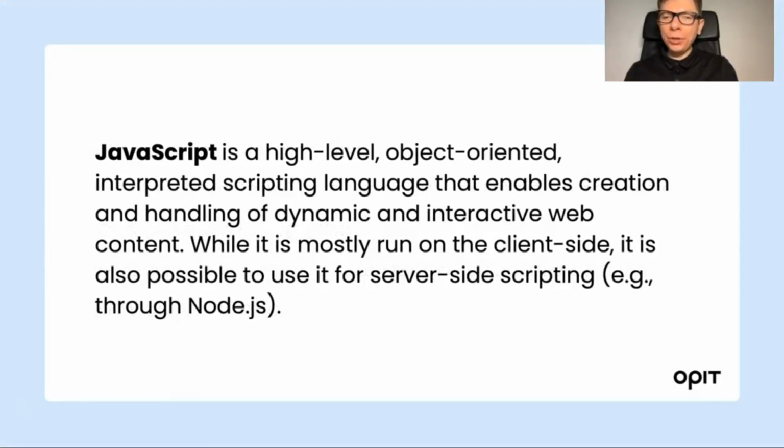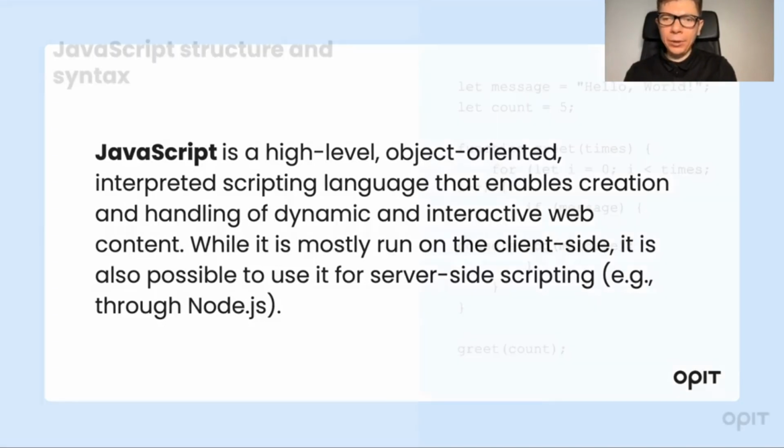JavaScript is a high-level object-oriented interpreted scripting language that enables creation and handling of dynamic and interactive web content. While it is mostly run on the client side, and we will be discussing the use of JavaScript on the client side, it is also possible to use it for server-side scripting, for example through Node.js. And as you can see, JavaScript is a complete programming language, but its characteristic is that it is mainly used to create dynamic web content, and we will focus on that aspect of this language.